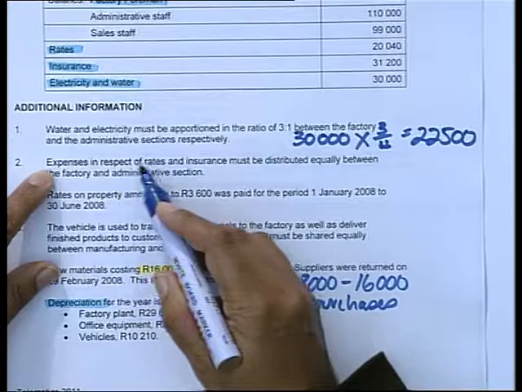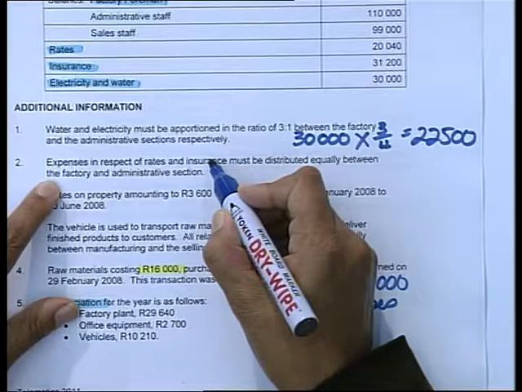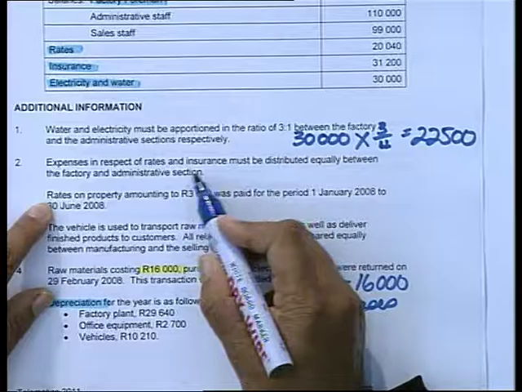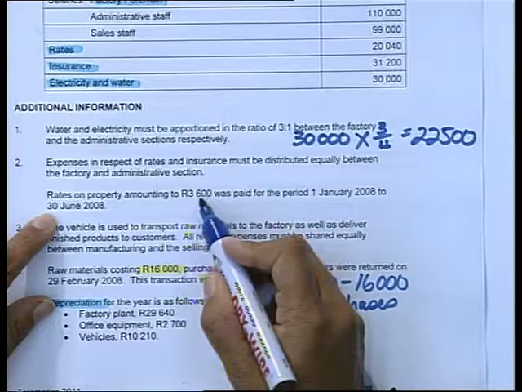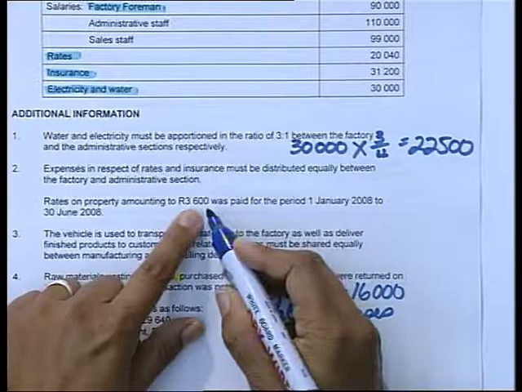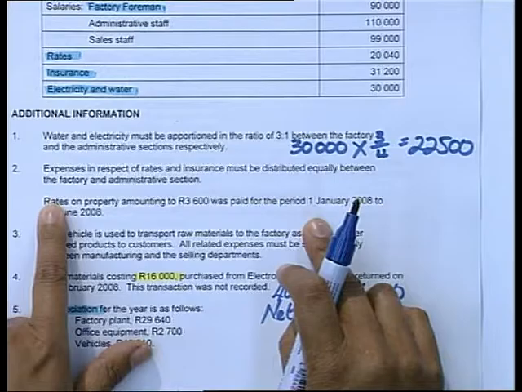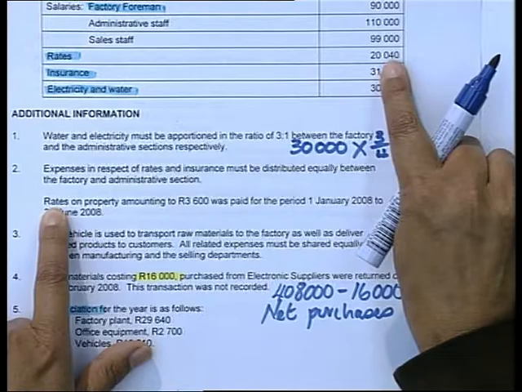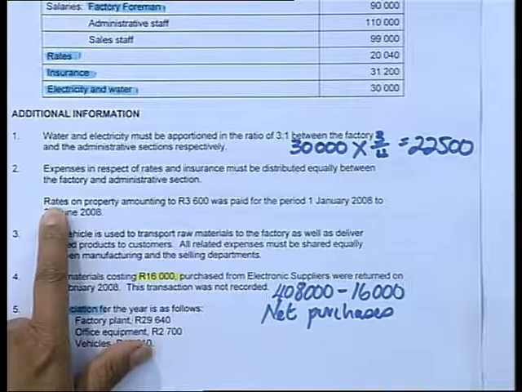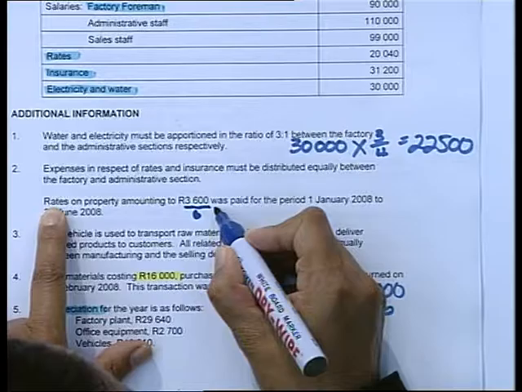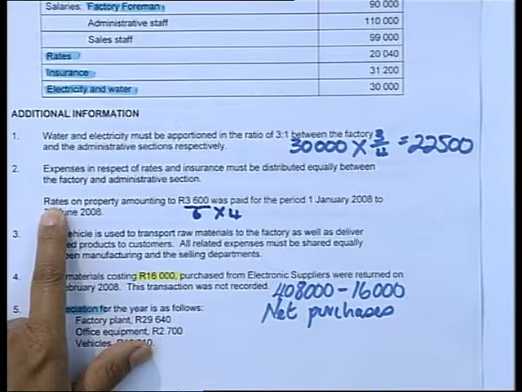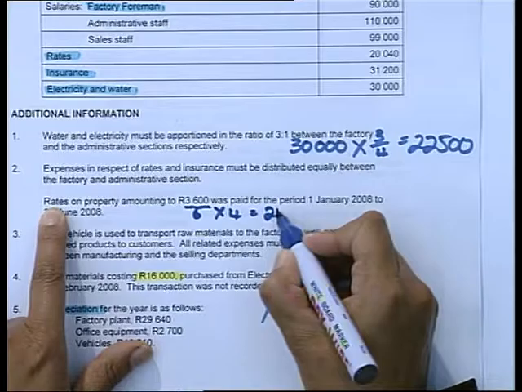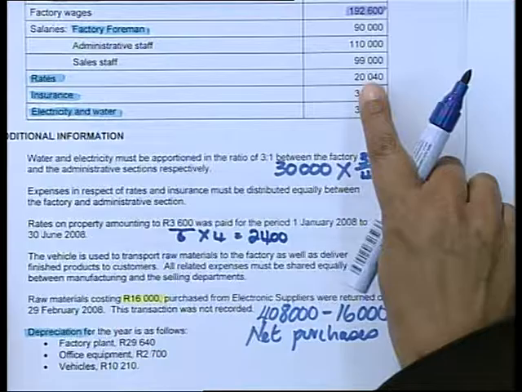Expenses in respect of rates and insurance must be distributed equally. Okay, so insurance will go equally, but they say rates on the property amounting to 3,600 was paid for the period 1 Jan 2008 to June. So this is a 6-month period. Okay, so I need to take out the 4 months that was prepaid, because I can't now just take my rates amount and divide it by 2. It's the incorrect amount. Part of that amount is a prepaid expense. I paid in advance. So I take 3,600, I divide it by 6 and I times it by 4. 600 rand a month times 4 is my prepaid expense, 2,400. So I take 2,400 away from rates and then divide by 2.